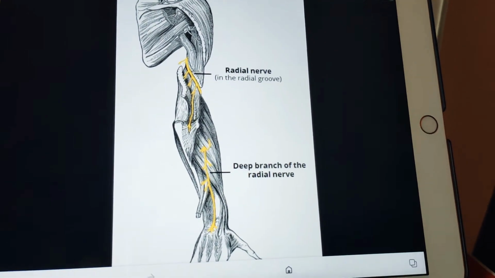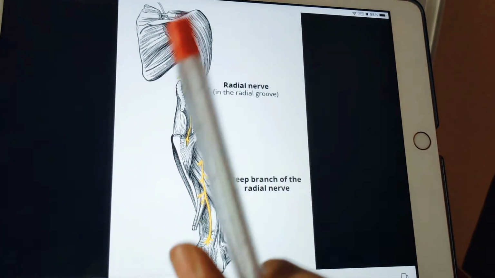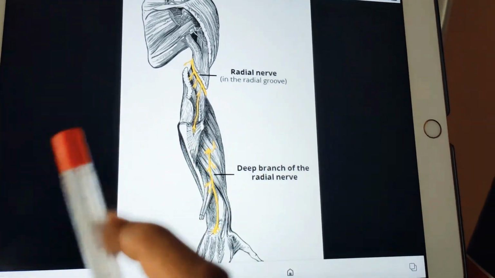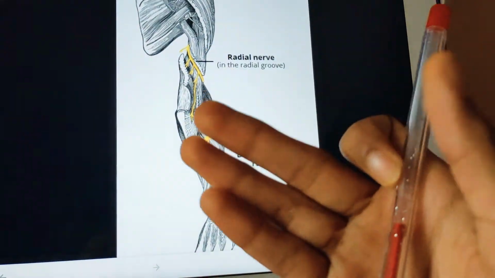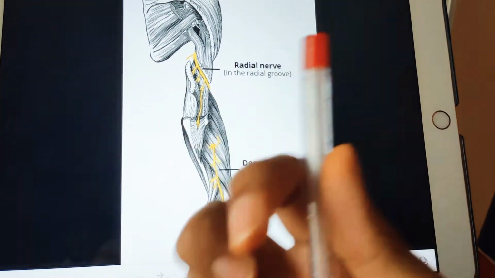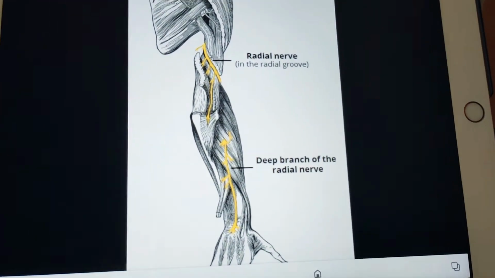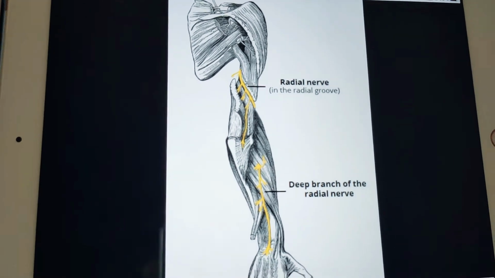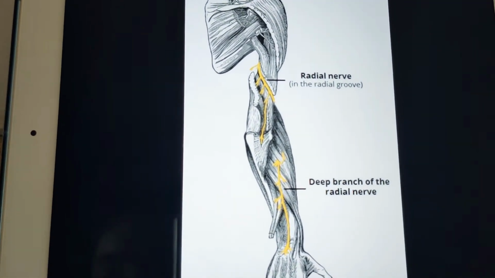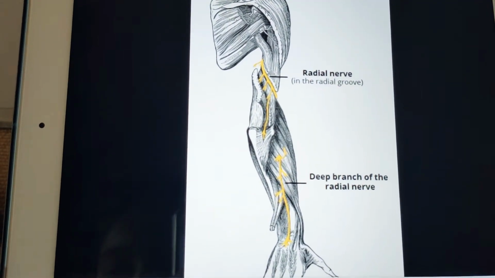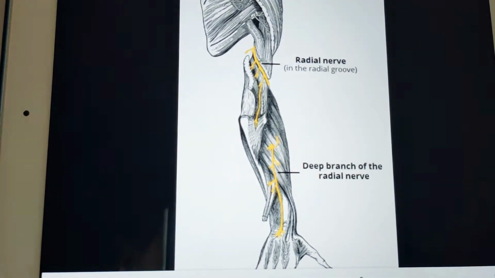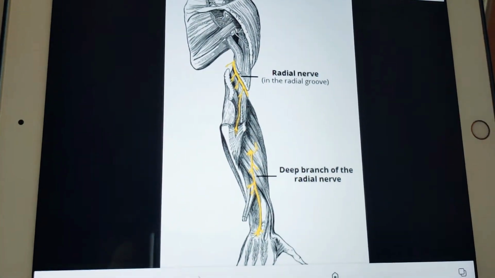So now we are going to understand the radial nerve. This radial nerve is the nerve of the posterior compartment, mainly supplying the three heads of triceps brachii muscle. As we already discussed, the three heads are the long head, the lateral head, and the medial head. These three muscles are in the posterior compartment. Also, the radial nerve is in the posterior compartment.